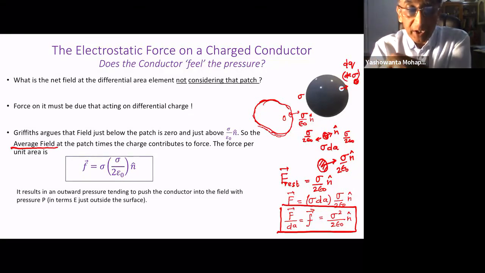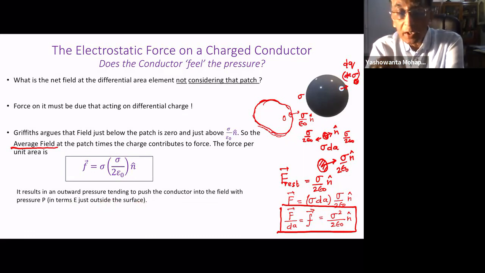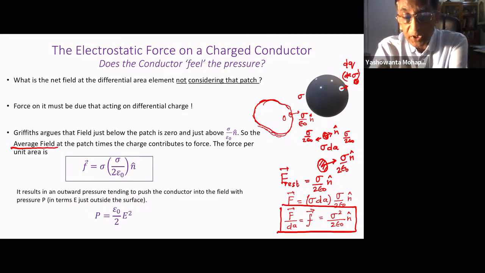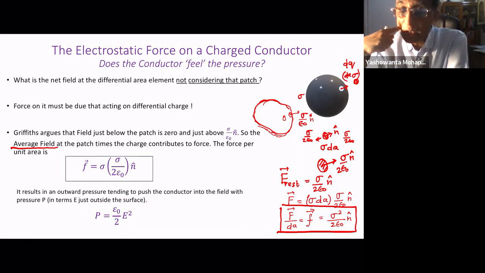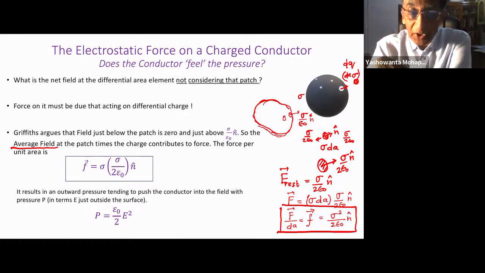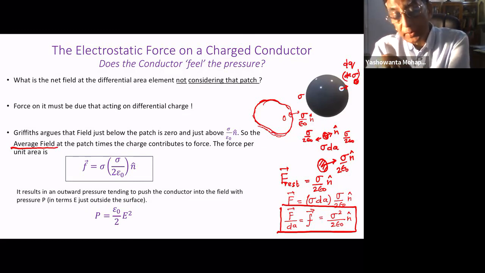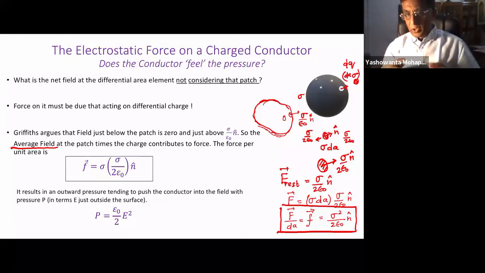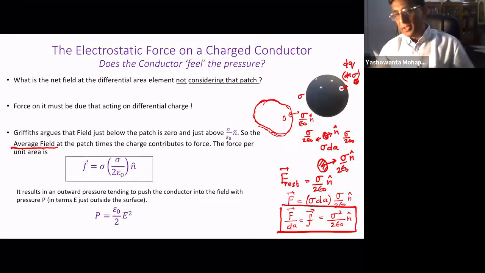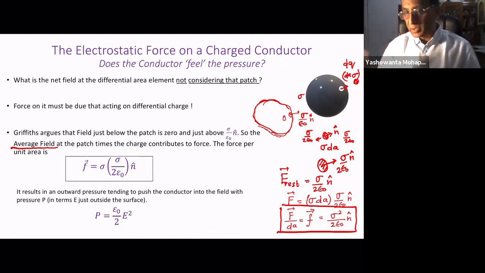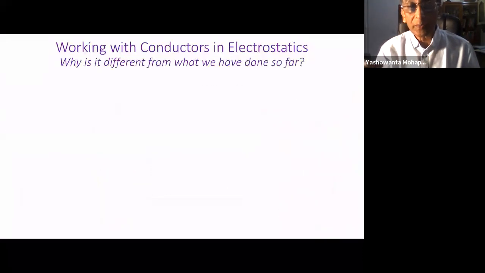So it results in an outward pressure tending to push the conductor into the field, with pressure P. And we can write that in terms of the E just outside the surface, and that would be epsilon naught by 2 E square, since sigma by epsilon naught we could write as E. So this pressure is epsilon naught by 2 E square. This is an outward pressure, and it is trying to draw the conductor into the field. This holds locally, and it could be for any arbitrary shape also.